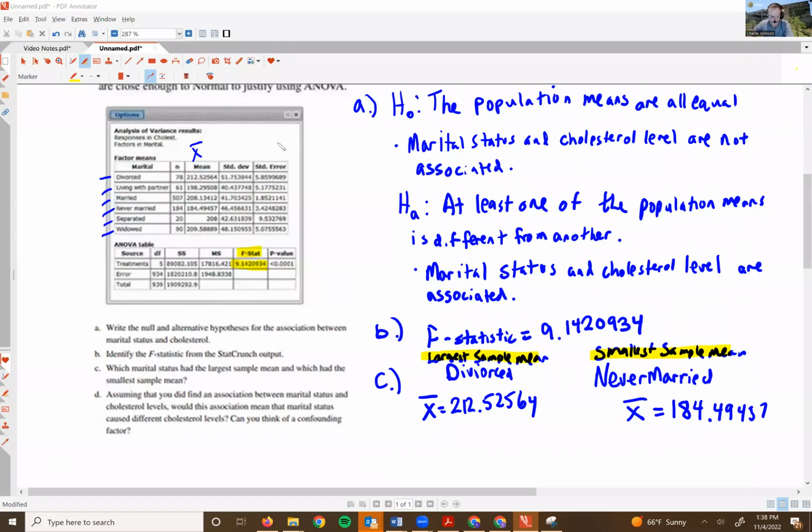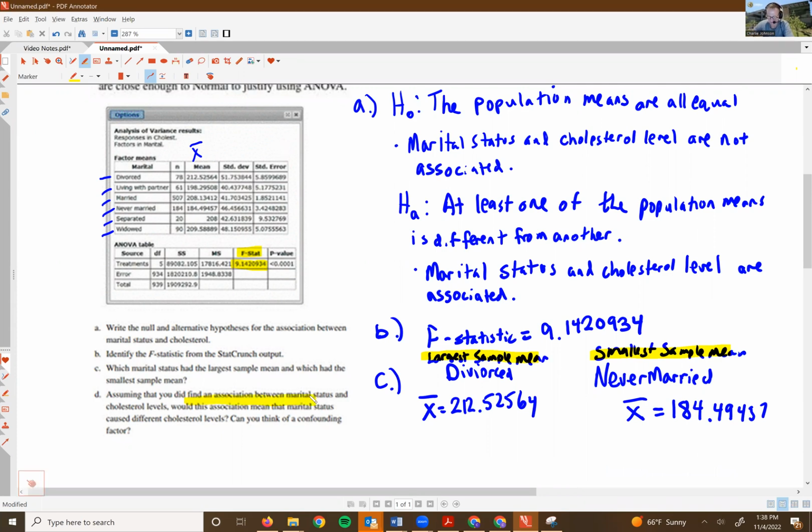So in a later video, we'll talk about how to look at the F statistic to determine if we have enough evidence to reject the null and to say that at least one of the population means is different from another, meaning we found an association between marital status and cholesterol levels. But for right now, assuming that we did find this, does this association mean causality? Does it cause different cholesterol levels?